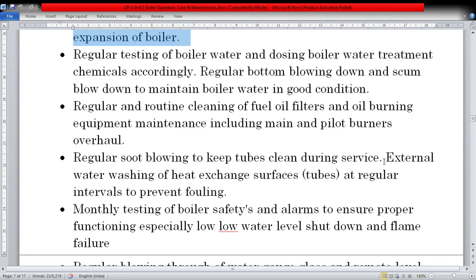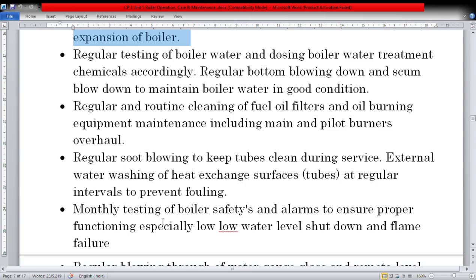Even during service we do soot blowing, so that any soot deposit does not lead to a different condition altogether. We have seen that in the boiler video: fire in the tubes, hydrogen fire and then metal fire. Those conditions have to be avoided. External water washing of heat exchange surfaces at regular intervals to prevent fouling.